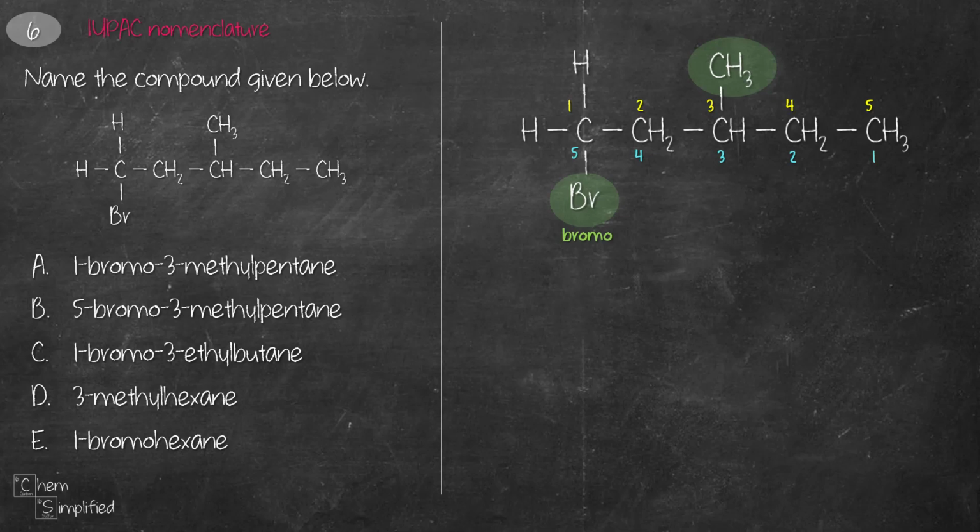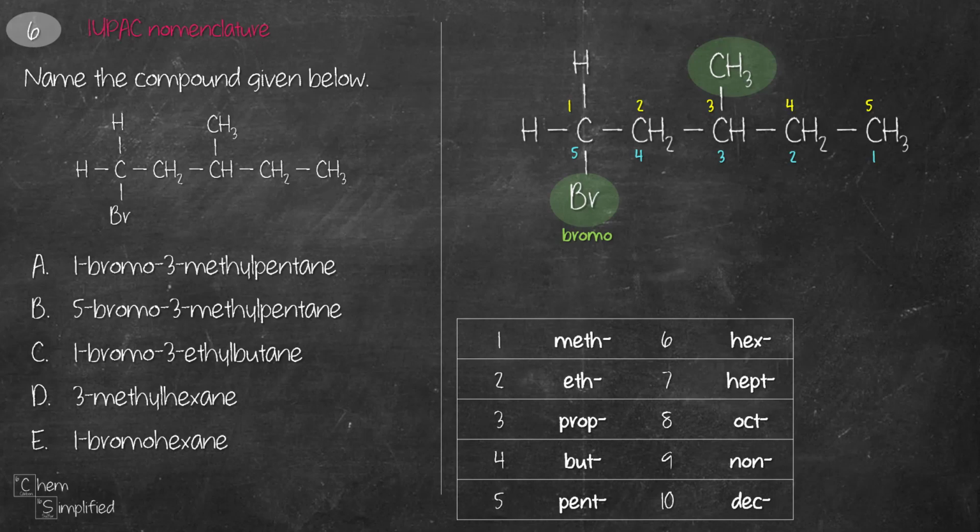So to name that CH3, we need to know this table of prefixes. CH3 contains only 1 carbon, so the prefix for 1 is METH. We're going to name it as an alkyl, which means it's going to end with YL. So we just attach YL to the prefix, so it'll become methyl group.